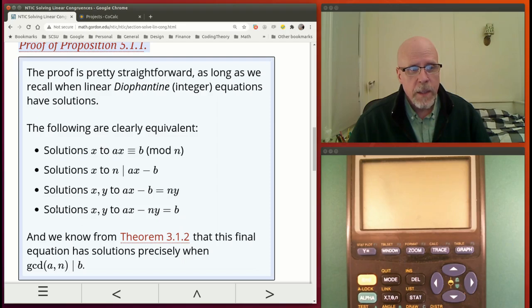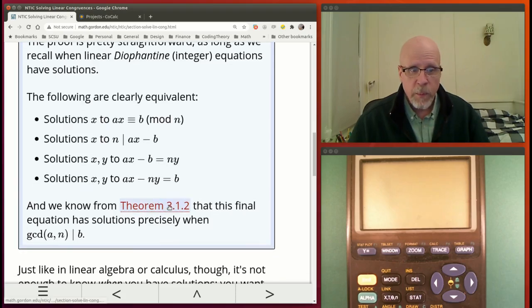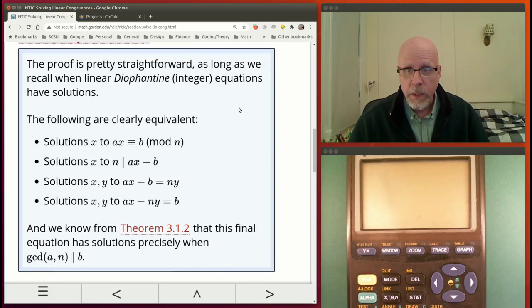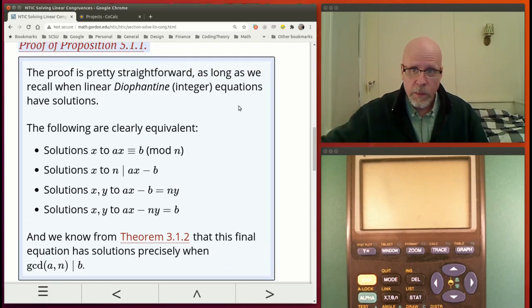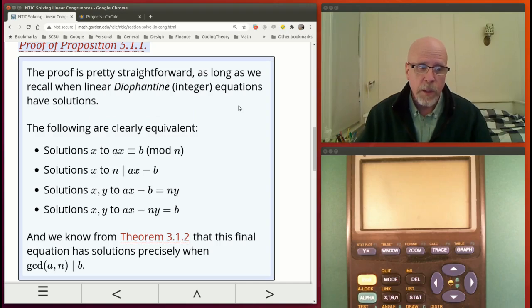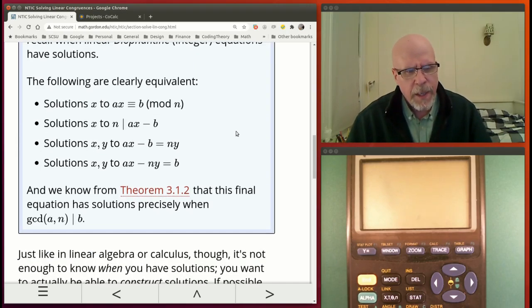And this last thing is just rearrangement. Just add b to both sides, subtract ny from both sides. But that puts it in the form of a solution to a linear Diophantine equation. Then it says, well, as we know from theorem 3.1.2, the final equation has solutions precisely when the GCD divides b. In other words, the thing we were after. So I hope that seemed familiar when we looked at the GCD of the two numbers and so on.